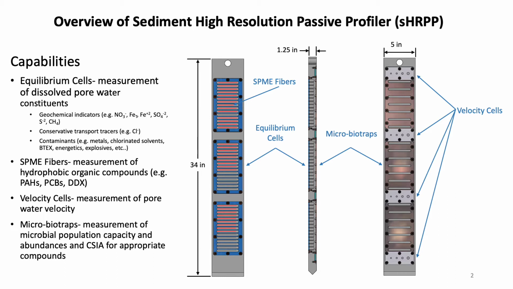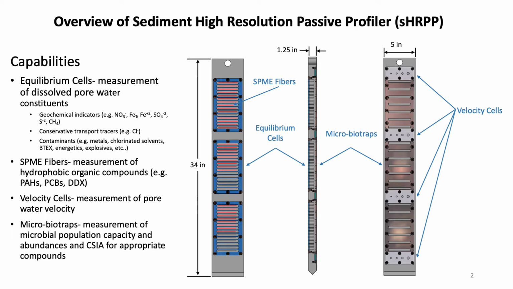So the samplers are able to look at geochemical conditions. Those are parameters that enable you to evaluate how the geochemistry or biogeochemistry may be impacting the contaminant or availability in the case of metals. And they also allow you to look at the distribution of the contaminant within the sediment, whether that's the more soluble contaminants or the hydrophobic contaminants.